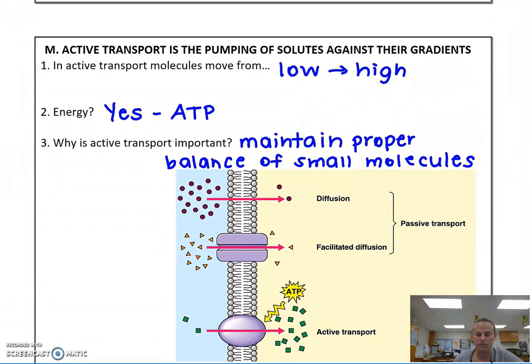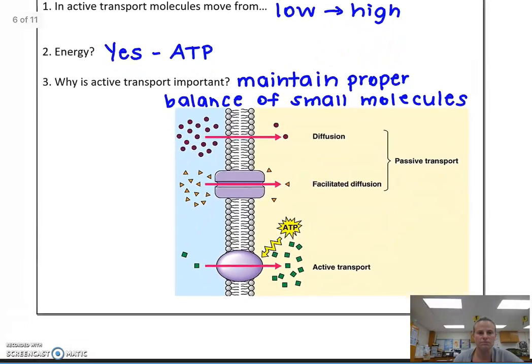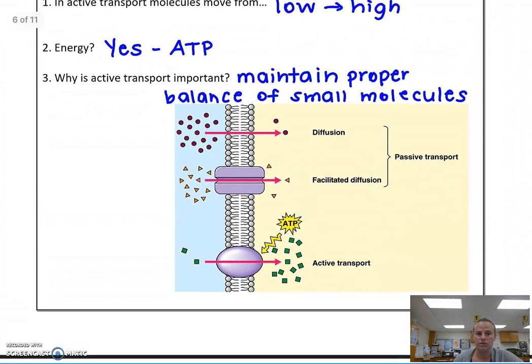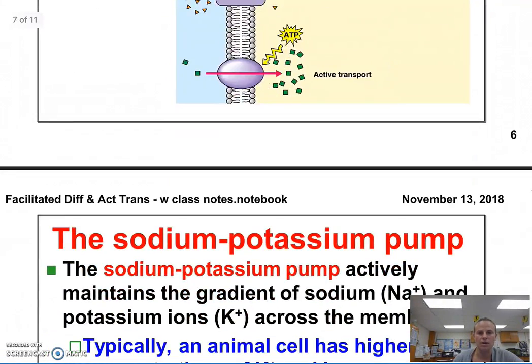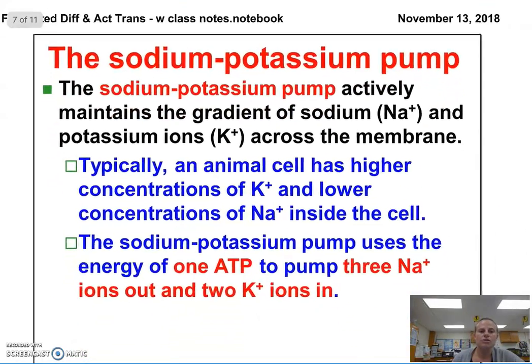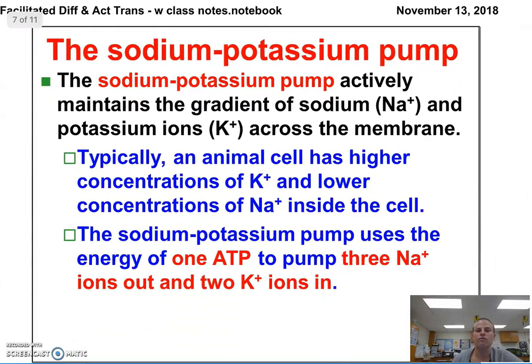So what can we write in our notes about active transport? Molecules are moving from a low to a high concentration. It requires energy, known as ATP, and this is important because it's going to maintain the proper balance of small molecules. The sodium-potassium pump is a form of active transport. It's a pump that uses active transport in order to get sodium ions and potassium ions across the membrane.